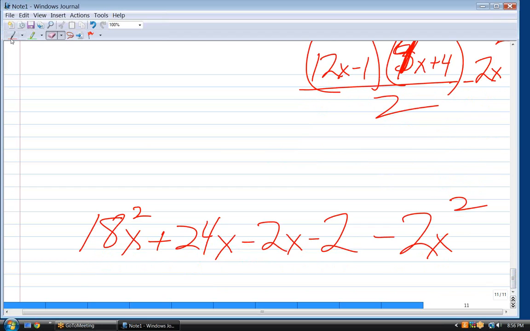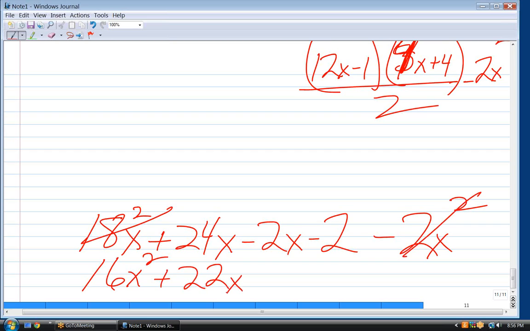We got 18x squared. How many x's? We got 16x. So, 16 takes care of that one and that one. Then it'll be plus 24, or sorry, 22x, and then minus 2.